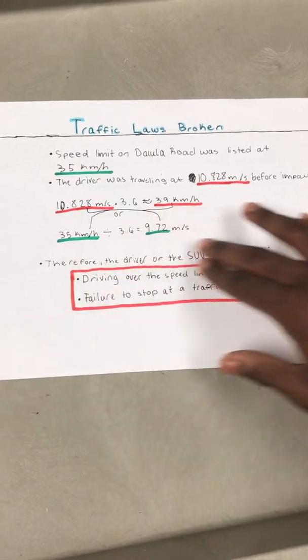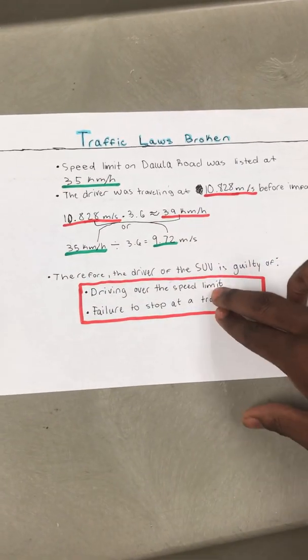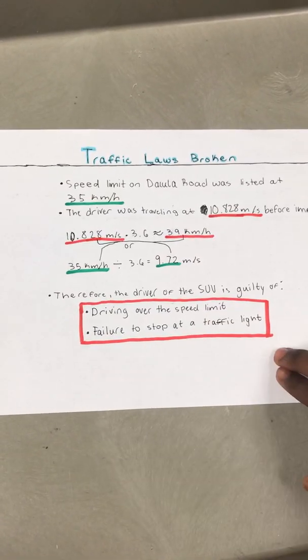So the driver of the SUV will be guilty of driving over the speed limit and failure to stop at a traffic light.